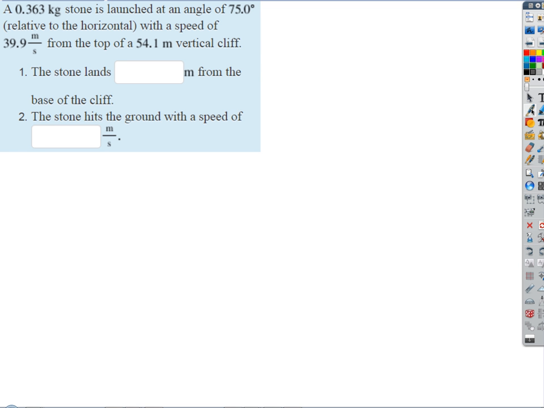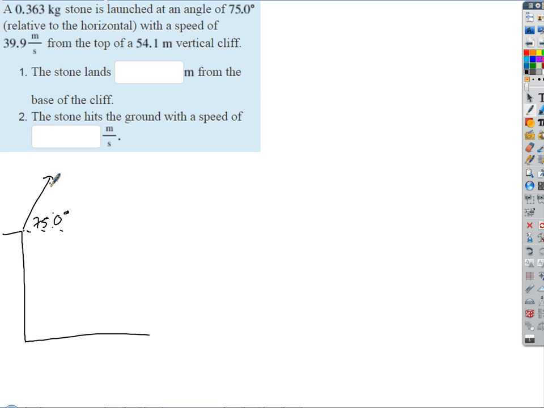Okay, so what about this one? So what do we do here? We're going to launch. If you want to draw a picture, if you're artistically inclined, you can do that. Actually, that would be a bad picture. So we're launching this projectile at an angle of 75 degrees relative to the horizontal, so something like that. I can't ever picture these. Okay, and that's just our initial velocity vector, right?